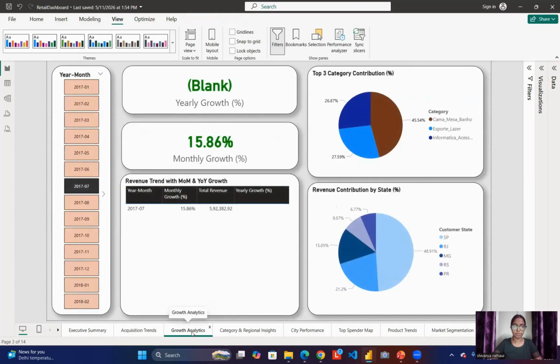The third page, growth analytics. Here you can see the yearly growth percentage and monthly growth percentage. Here the yearly growth is blank because of the data set. We have just the last 3 months for the previous year, 2016. That's why the yearly growth shows blank. And monthly growth is about 15.86%.